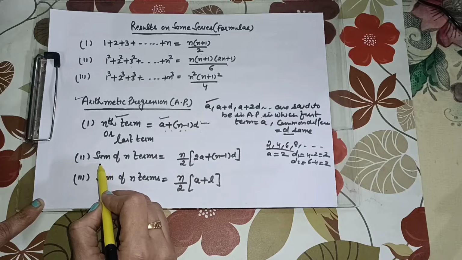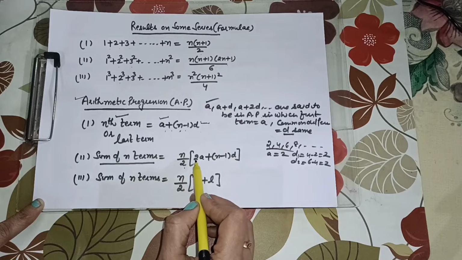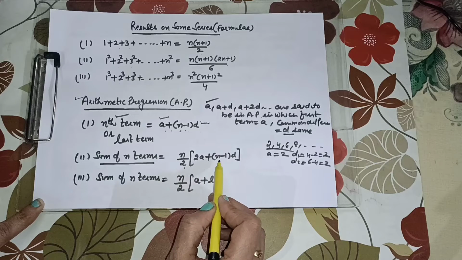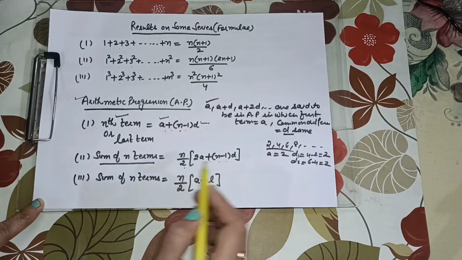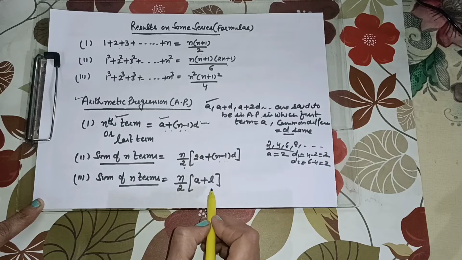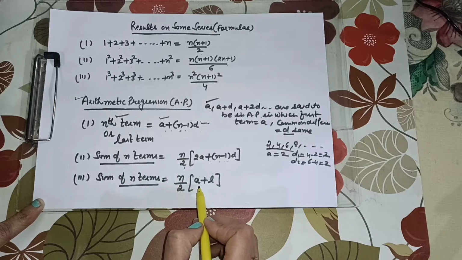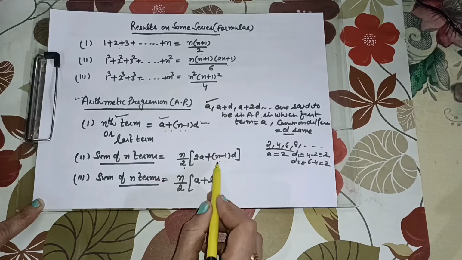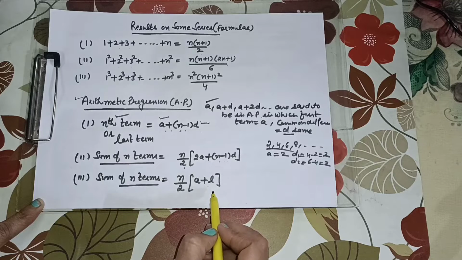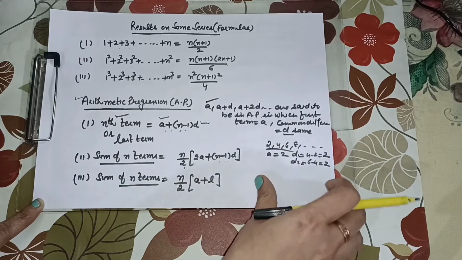If we want to find the sum of n terms, the formula will be n by 2 inside the bracket 2a plus (n minus 1)d. We can also use a different formula for the sum of n terms. If the last term is given, then we can use n by 2 inside the bracket a plus l. So these are the two formulas for finding the sum of n terms in the case of arithmetic progression. If the series is of this type, then we can use this formula directly.